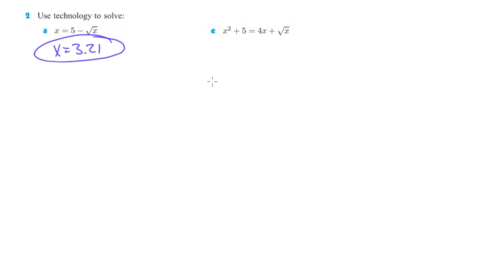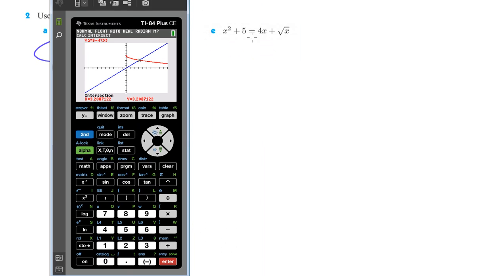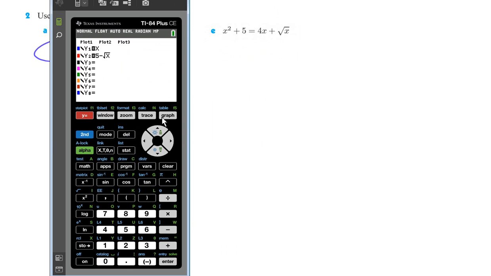Okay. E, we're going to do the same thing. We're just going to enter this equation in for the first and this equation into the second for y and see where they intersect. So this one, first one, x squared plus 5 for the first one. And then we will do 4x, and then we have plus the square root of x. Okay, so 4x plus root x, x squared plus 5.